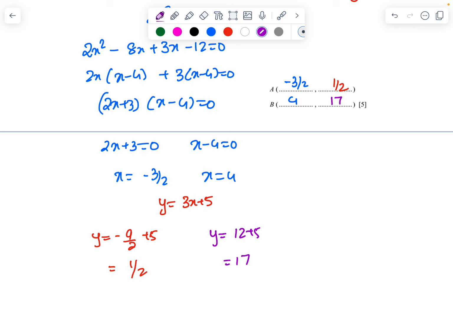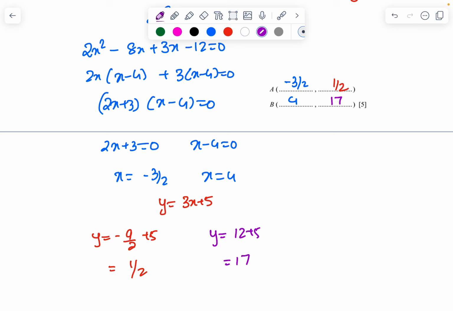Whenever they give a curve and a straight line, we need to form a quadratic equation and solve it either by factorizing or by using the formula method. Over here I have used the factorizing method to get the answer. Once I got the values of x, don't forget to write the values of y, because the question is asking for the coordinates of A and B, meaning both the x coordinate and the y coordinate.